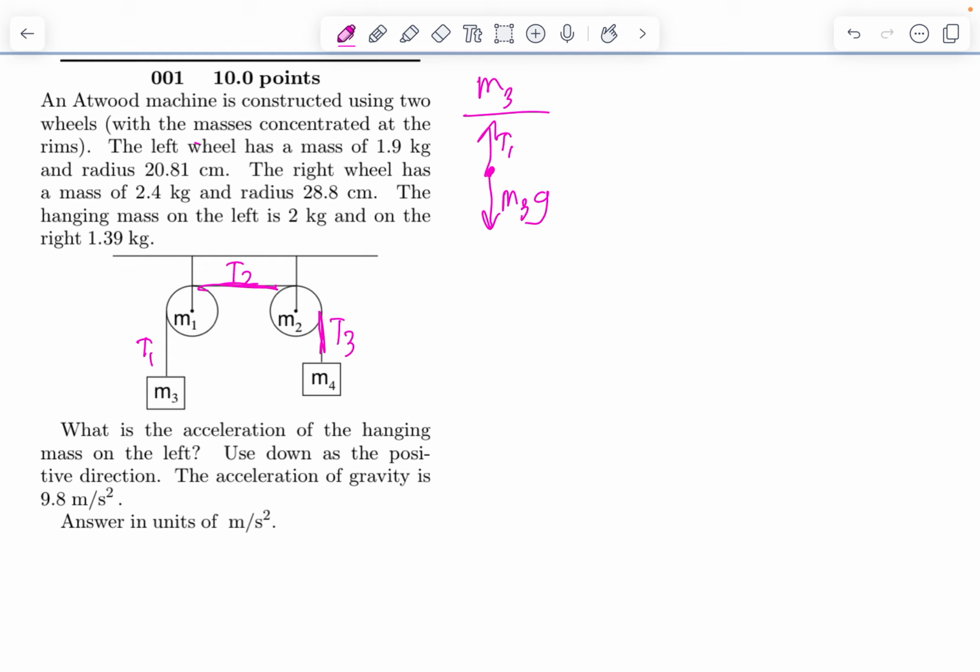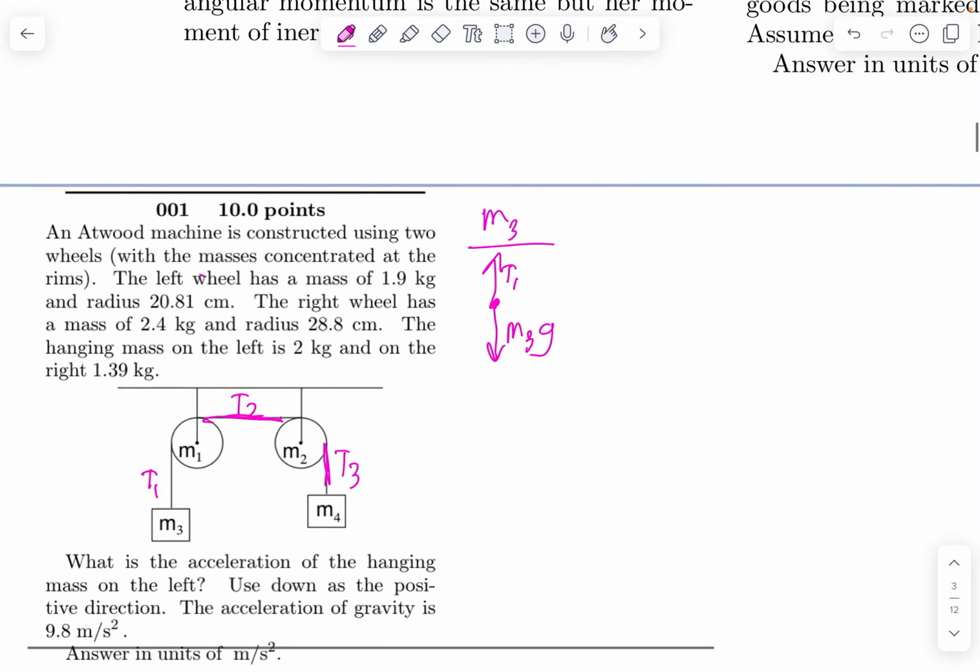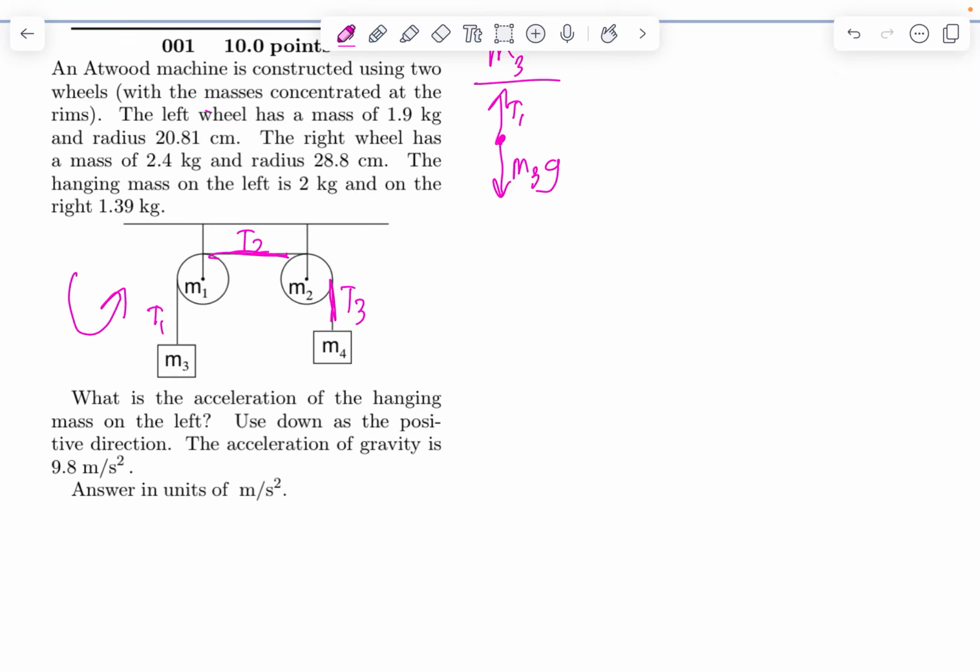Then we'll write our net force equation. The problem tells you to use down as positive. Anything that spins counterclockwise will be positive. So M3G makes M3 go that way, so that will be positive. Our net force equation, F net, is equal to MA. It'll be M3G minus T1 is equal to M3A.